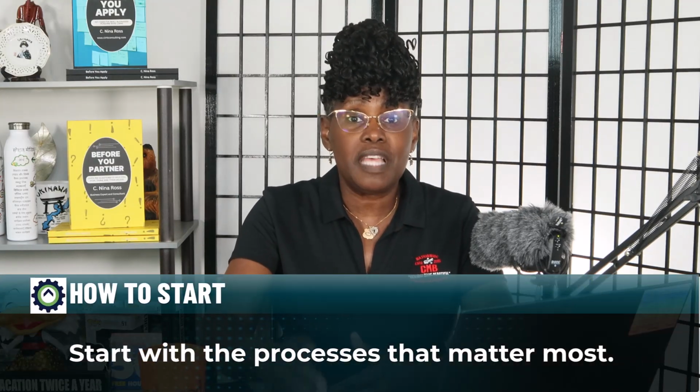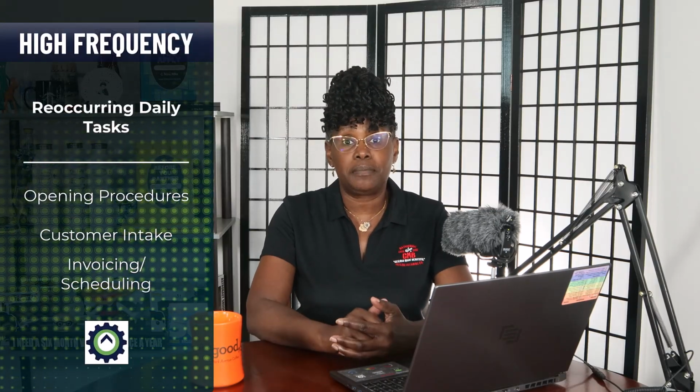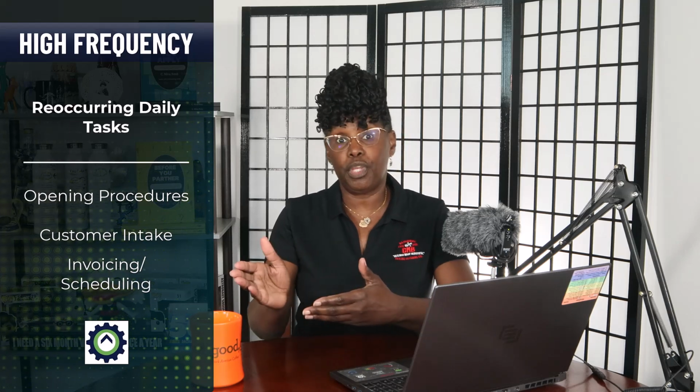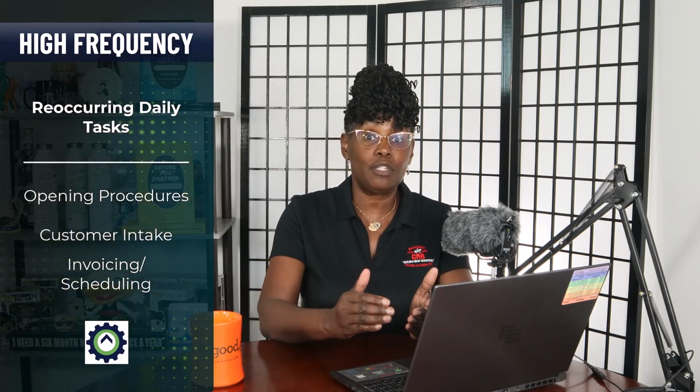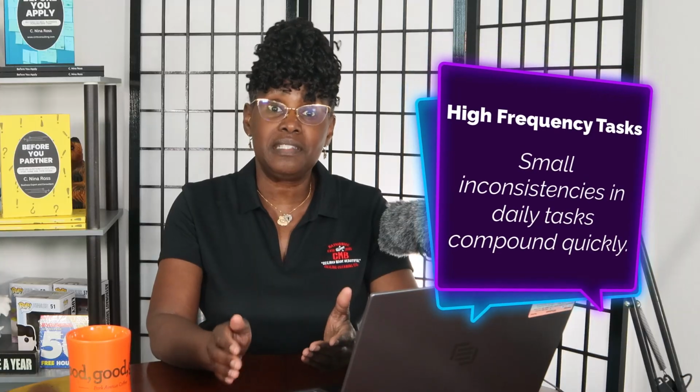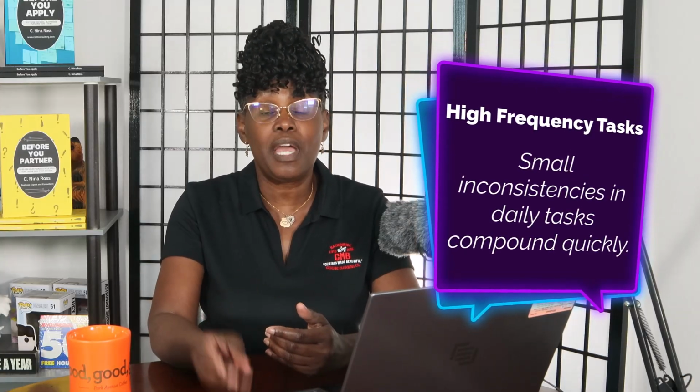What processes should you document first? You don't have to write SOPs for everything at once. Start with the processes that matter most. Here's how to prioritize. High frequency. What tasks happen every single day? Opening procedures, customer intake, invoicing, scheduling. These are the best places to start because small inconsistencies in daily tasks compound quickly. A well-written SOP for a daily task can save your business every single week.